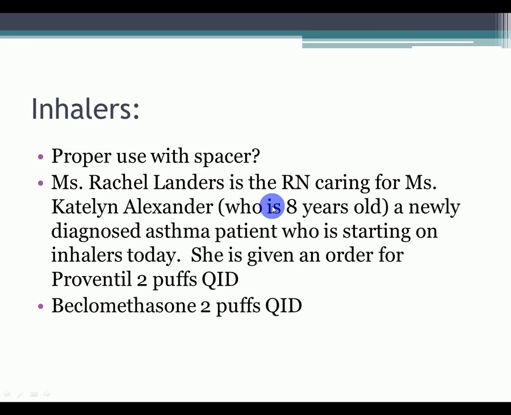Inhalers, proper use with spacer. And remember, we kind of had this, well, let's say Rachel Landers is the RN caring for Miss Caitlin Alexander, who's 8 years old, a newly diagnosed asthma patient who started on inhalers. She's given an order for Proventil, which is a bronchial dilator, 2 puffs QID, or beclomethasone, which is a corticosteroid, 2 puffs QID. And if you'll remember, she needed which one first? She needed the bronchial dilator first to go down there, open everything up so that the steroid could do a better job on the inflammation. If you'll remember, you needed to wait in between puffs at least 1 minute, and then wait in between the different kinds about 5 minutes.